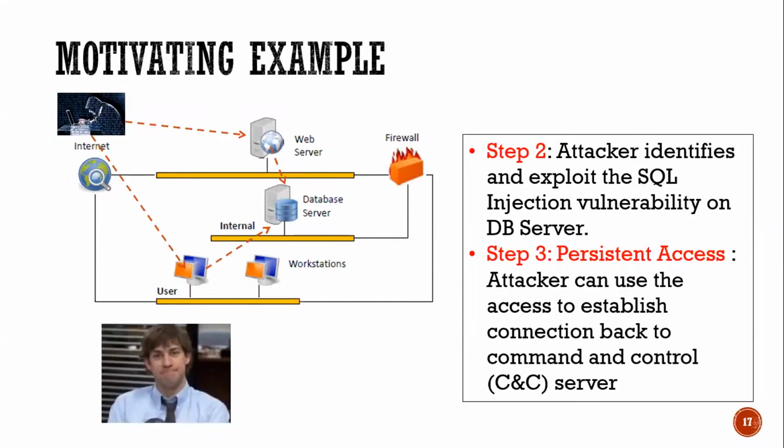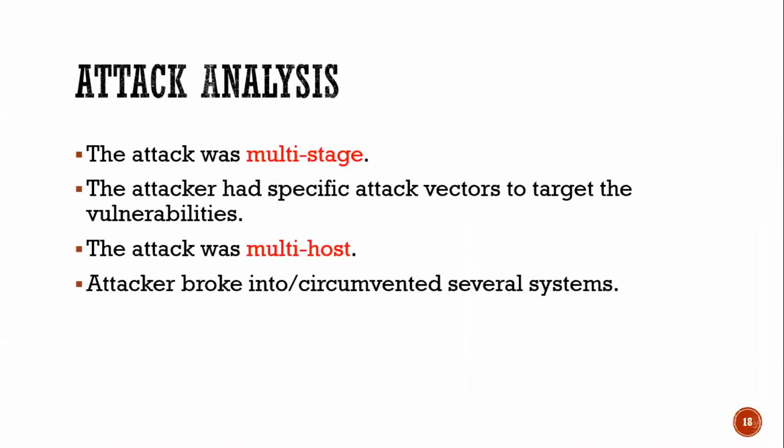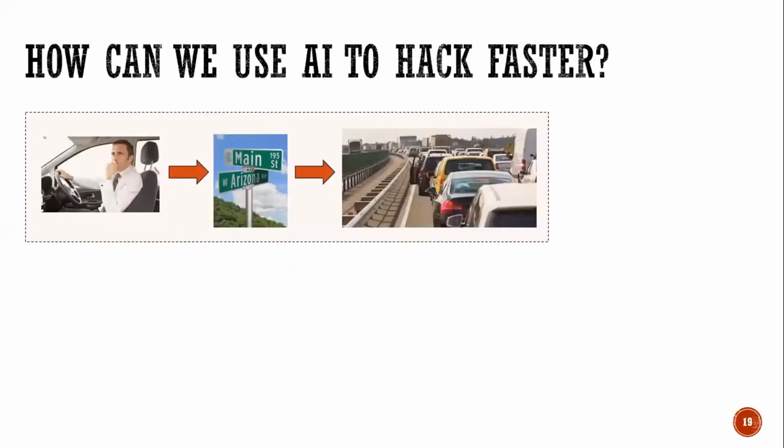So we saw this example, but what about it? Like, how do we basically use this information? We can do some initial attack analysis based on this example and see that the attack is multi-stage, and the attacker had specific attack vectors for this vulnerability, and he went through multiple hosts. And he circumvented some of the defenses that were present on these systems to achieve his goal of data exfiltration.